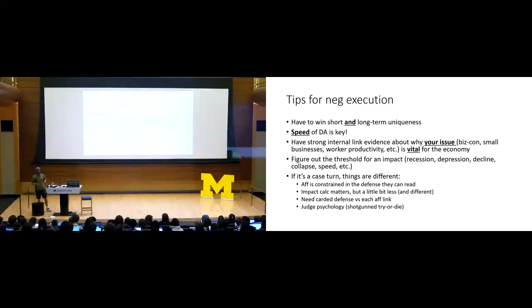So if your link card is like, this would take our GDP from 3.2% growth to 2.8% growth. That is not a recession. So don't read an impact card about a recession. Instead, read an impact card about slow growth, because that does represent a slowing of growth. So figure out what the threshold for your link card is and match it to your impact.